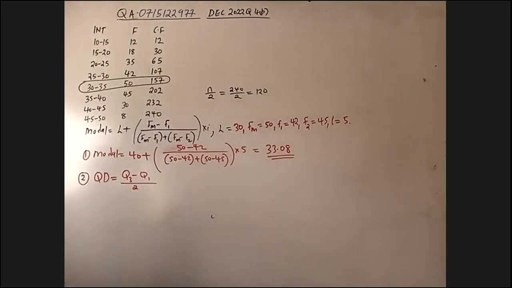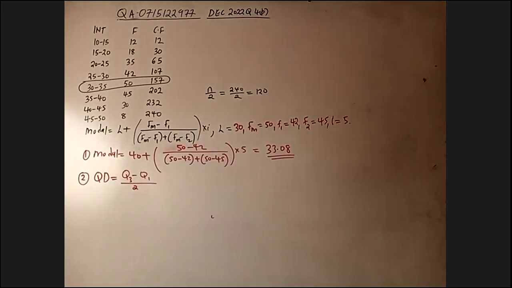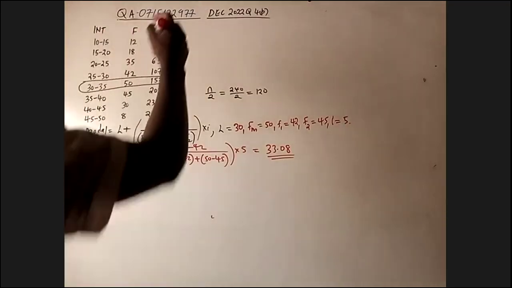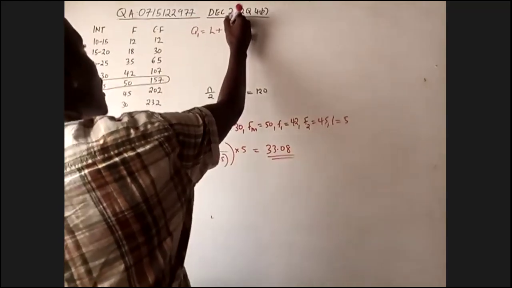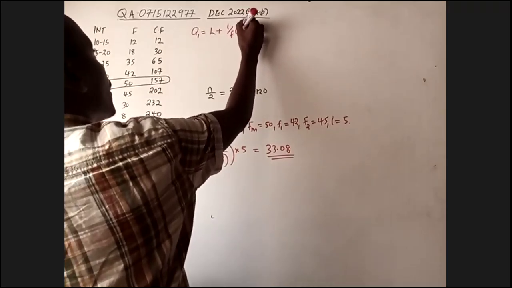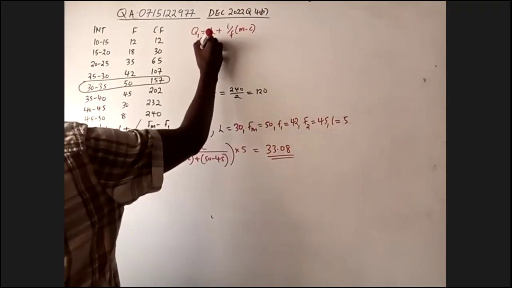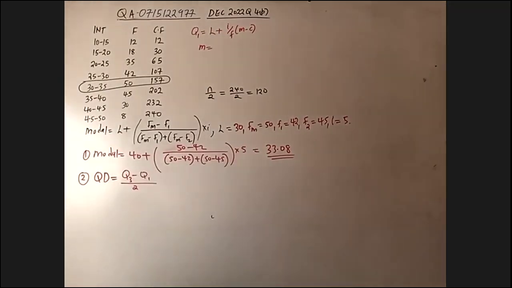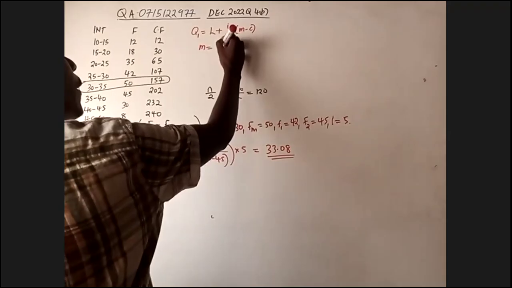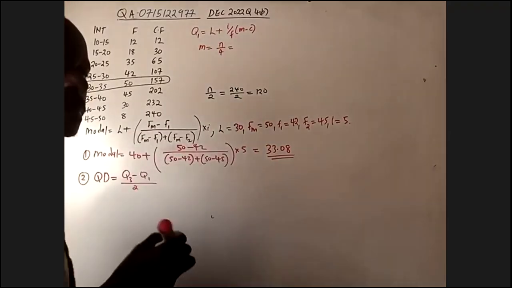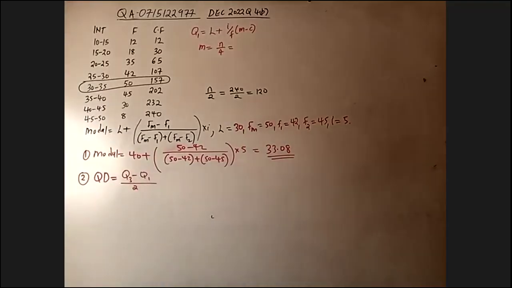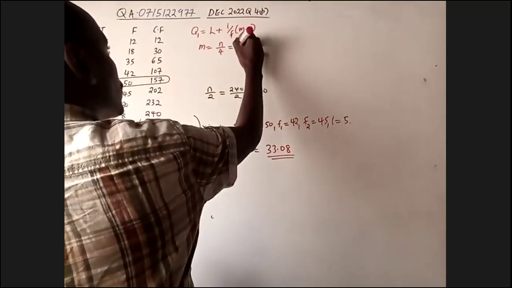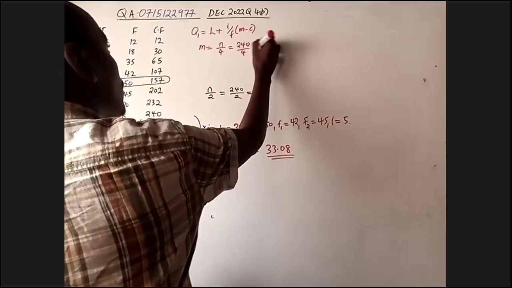Now we need to find Q3 and Q1. For Q1, you can do it here: L plus i over f, m minus c. But for Q1, remember what will m be? For Q1 it will be N over 4. Is that correct? Yes. Now let us find it. It will be 240 divided by 4. What will it give us?